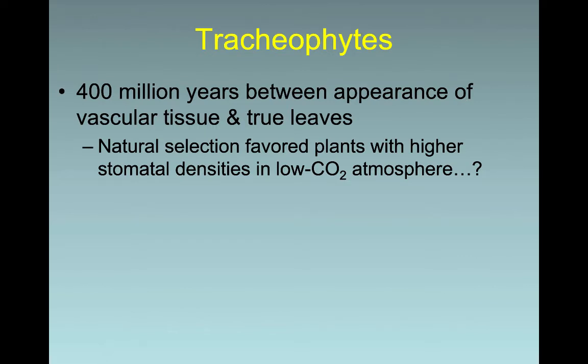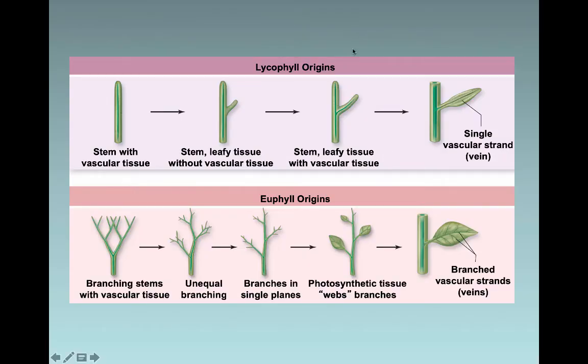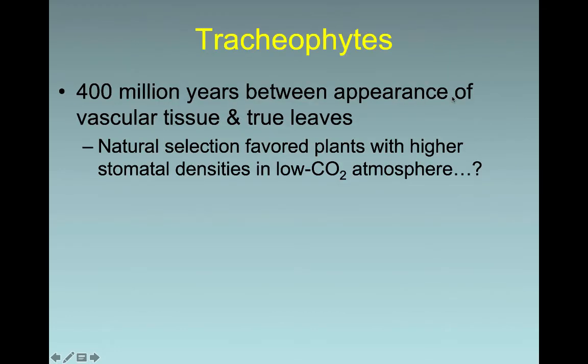All right, so the tracheophyte plants were evolving around the same time as animal evolution really took off as well. It was about 400 million years between the time when vascular tissue first showed up in stems and when vascular tissue showed up in leaves. So if we jump back a second, this progression from something like this to this was about 400 million years. So not a very short period of time at all. It's actually about half a billion years.